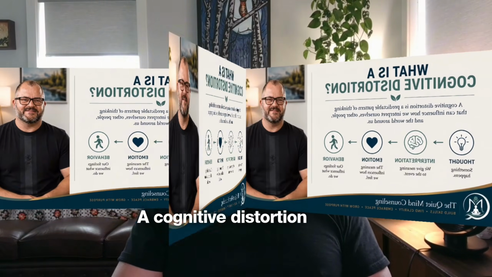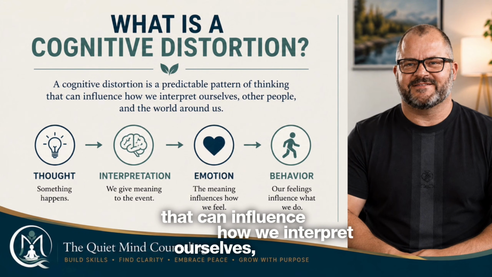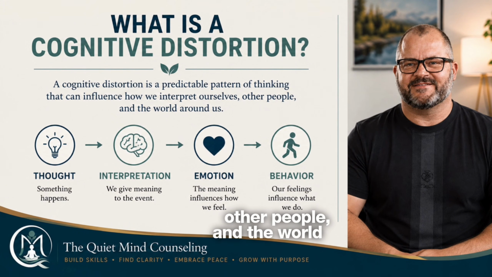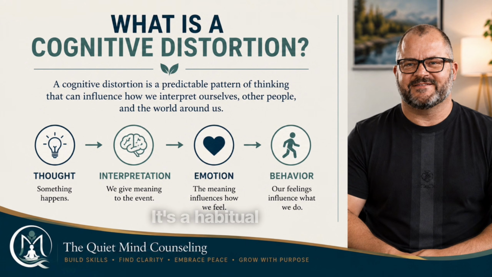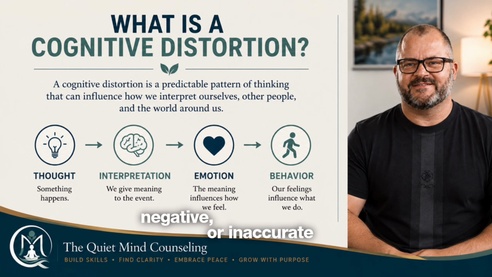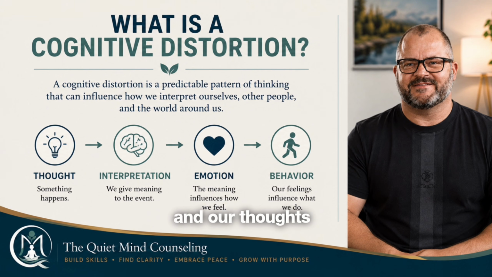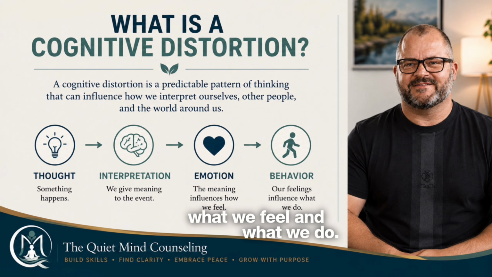A cognitive distortion is a predictable pattern of thinking that can influence how we interpret ourselves, other people, and the world around us. The important word here is pattern. A cognitive distortion isn't simply having a negative thought. It's a habitual way of interpreting information that can cause us to see a situation in a more extreme, negative, or inaccurate way. And our thoughts matter because they can influence what we feel and what we do.